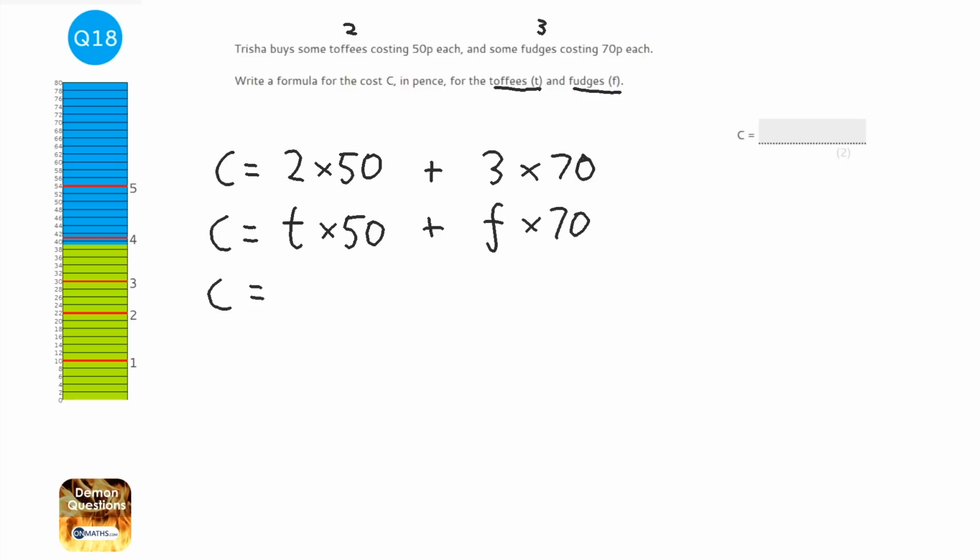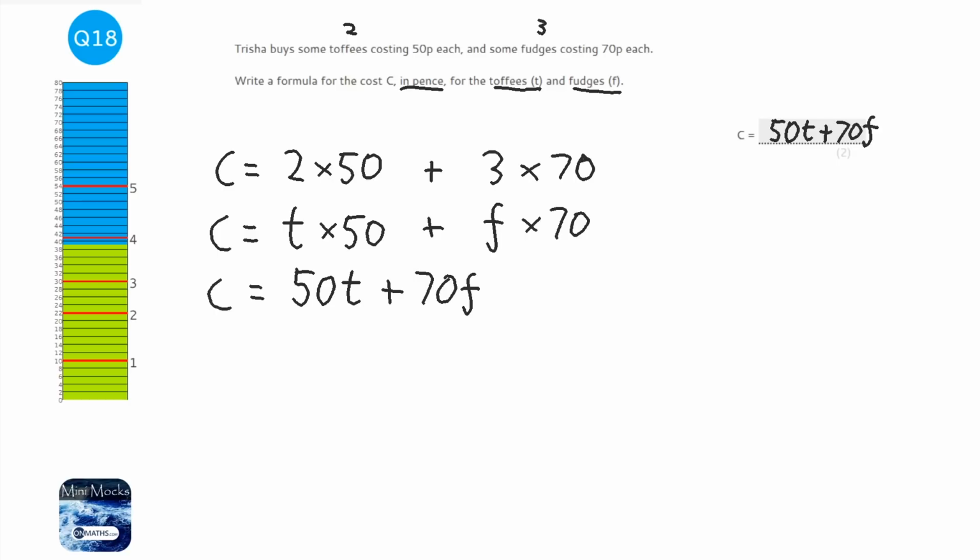And in algebra, we always put the number before the letter and we don't show the times sign. So it's 50t plus 70f. Now be careful, it does want the cost in pence, but sometimes it wants it in pounds. So if it wants it in pounds, it'd be 0.5t plus 0.7f. So the answer is C equals 50t plus 70f. And that can be either way around.